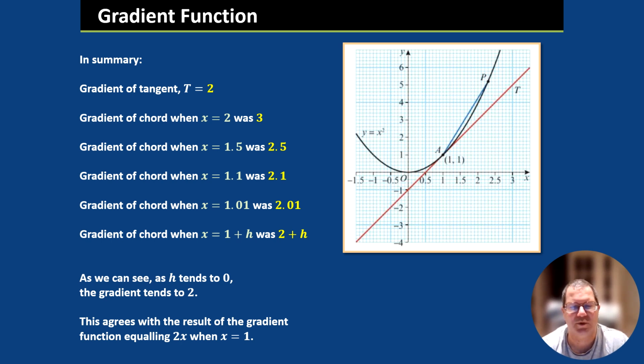When we had x as 1 plus h, the gradient was 2 plus h. So as we can see, as h tends to 0, the gradient tends to 2. And this agrees with the result of the gradient function equaling 2x when x is 1, because 2 times 1 is 2. We'll be looking at this in more detail in the second video.